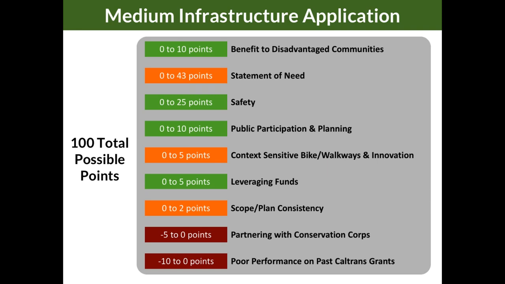First we start off with benefiting disadvantaged communities. Again, like the small infrastructure projects, you're asked to identify the specific census tracts that your project is impacting. And like the small infrastructure application, you're required to identify how your project closes the gap or provides a connection or addresses some sort of active transportation deficiency that meets an important need of the disadvantaged community.